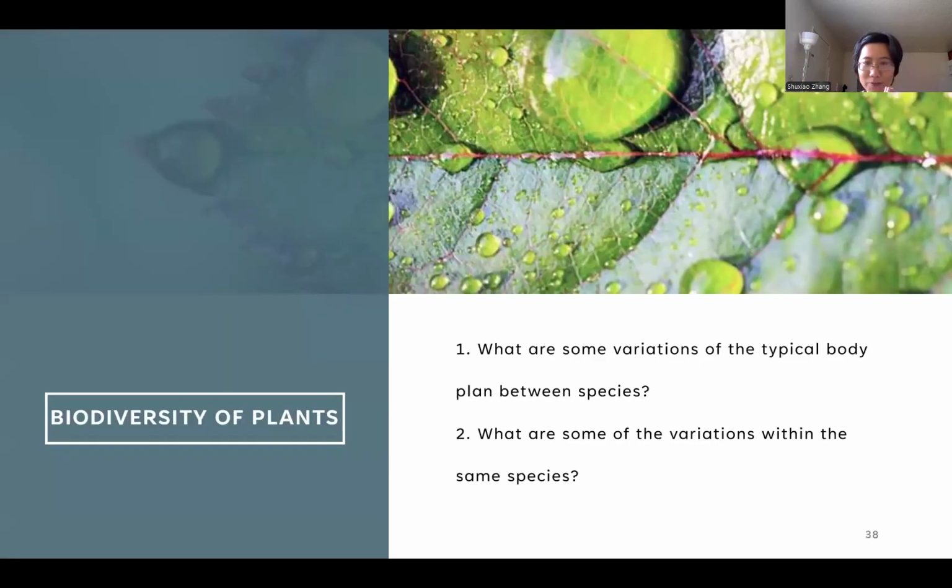All right, moving on to the next section now, where we get into the biodiversity plan, and part of the reason why I think plants are super cool is because we have a lot of variation that's possible, even for the typical body plan between species. You can have variations within the same species, depending on genetics and environment for all of these.